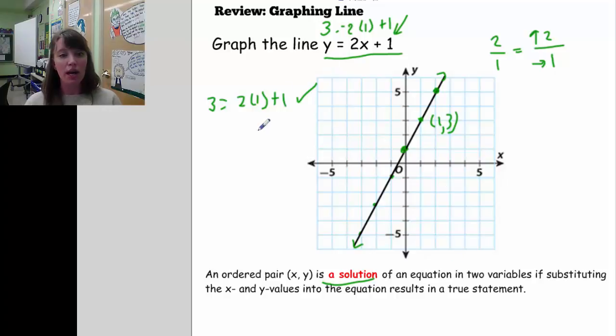Okay, so an xy coordinate on the line is a solution to the equation, and I can tell that it's a solution because when I substitute the x in for the variable x in the equation and the y in for the y in the equation, it becomes a true statement.